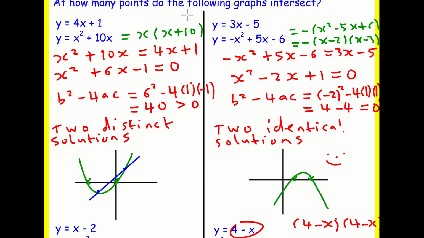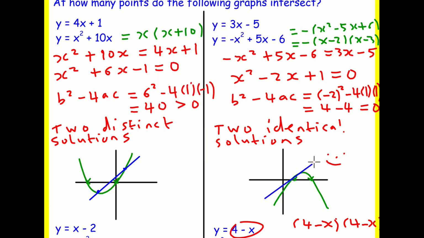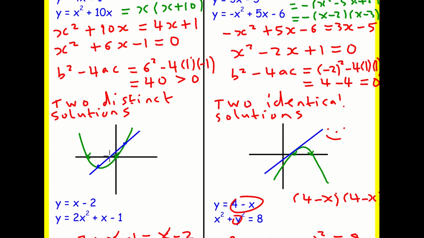I've then got 3x minus 5, and I'm interested in drawing it. Well, we know there's two identical solutions. Essentially, it's just going to touch the graph once, and it might end up looking a little bit like this. There we have it. So you can see the difference between two distinct solutions and two identical solutions.